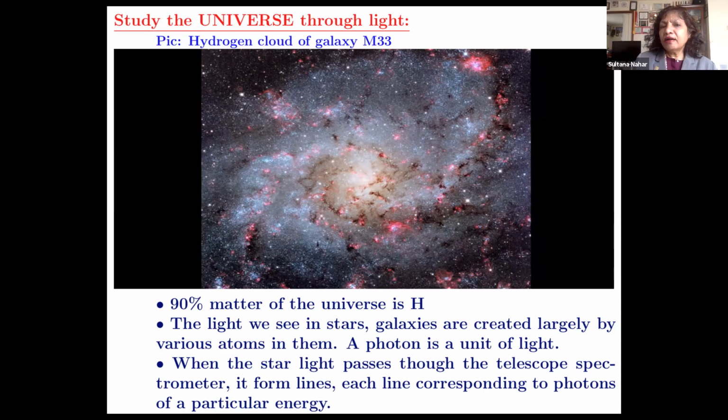And when starlight passes through the telescopes, either in space or on ground, it is captured by the telescope spectrometer and produces lines, which we call the spectrum of the light. The particular unique thing about a spectrum is that each line corresponds to a particular energy photon. So from detecting the energy of the photon corresponding to that line, we can identify the element in the astronomical object. So today we'll talk about hydrogen.